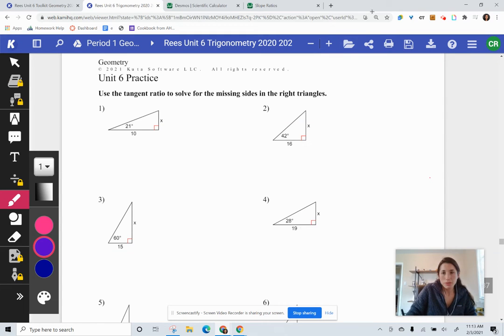Okay, on page 23, we are looking at the tangent ratio. So remember, tangent is like our slope triangle, essentially. Tangent is the ratio of the opposite leg divided by the adjacent leg.